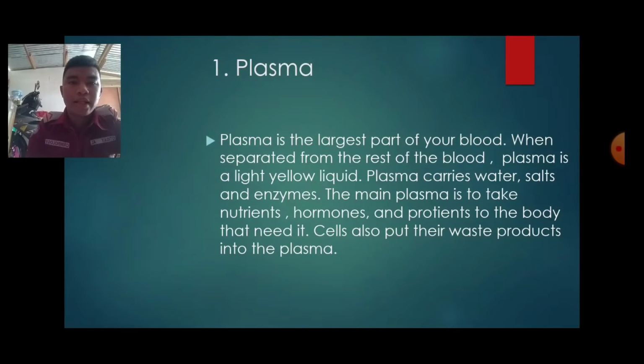Plasma is a light yellow liquid. Plasma carries water, salts, and enzymes. The main job of plasma is to take nutrients, hormones, and proteins to the parts of the body that need them. Cells also put their waste products into the plasma.